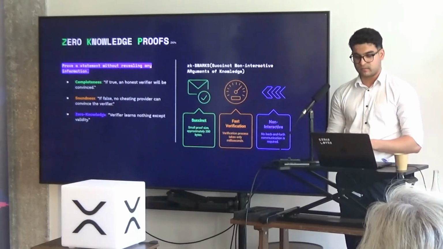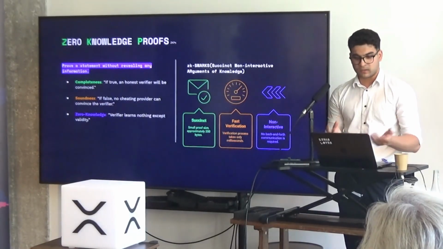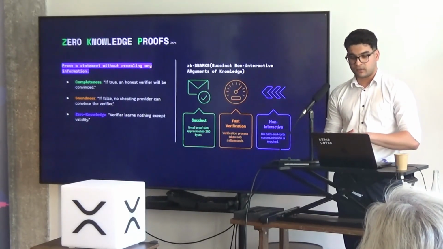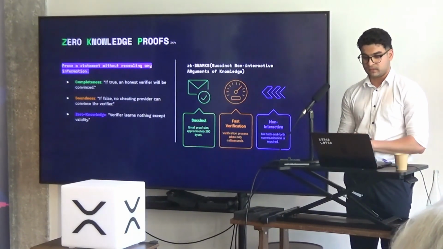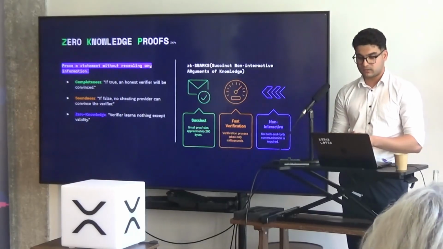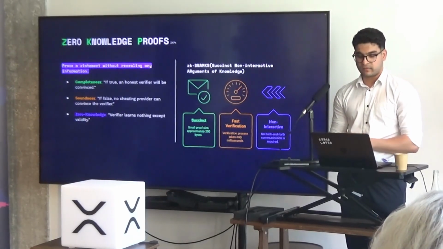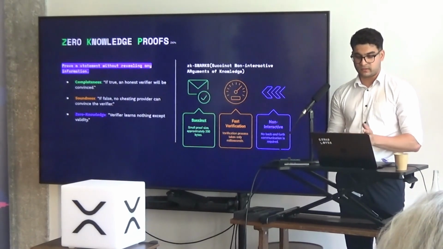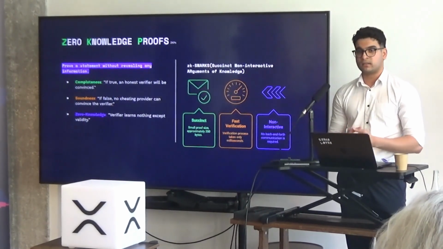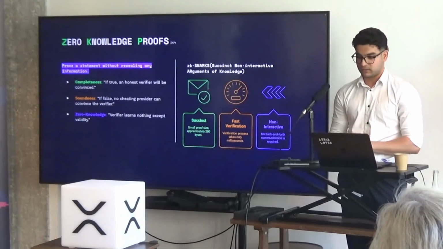The first property is completeness. If the proof is true, an honest verifier will always be convinced. Second is soundness. If the proof is false or if the code is false, there's no cheating prover able to convince that verifier. And lastly, zero knowledge. This means I learn nothing except the fact that you know the code.